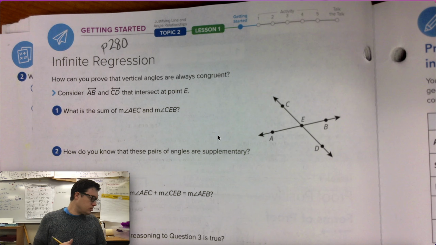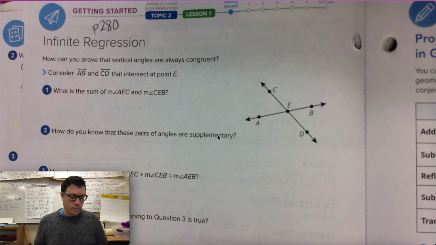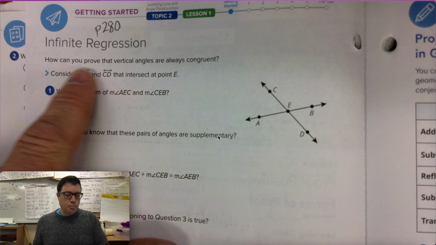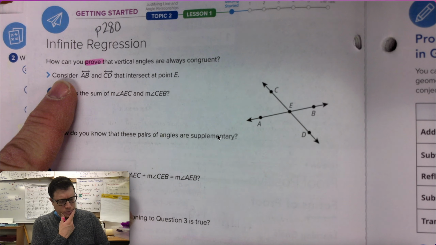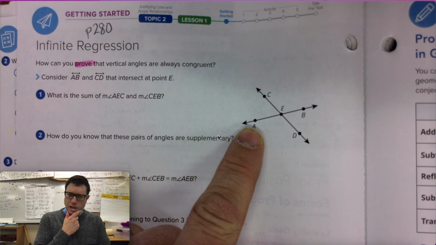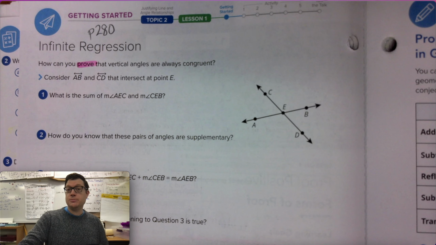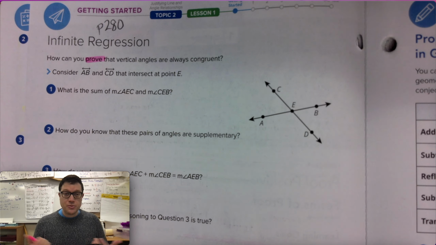So with my highlighter, with my color pencil or my regular writing tool, how can you prove, this is the big geometry word, that vertical angles are always congruent? Consider line AB and line CD, and they intersect at point E. And we want to know, so if we're considering them, we're going to maybe answer question 1.